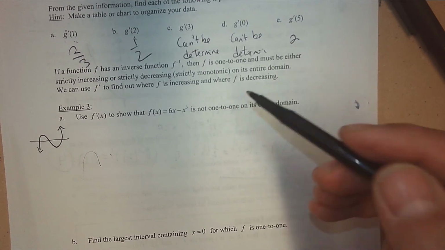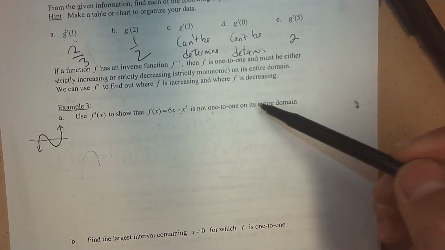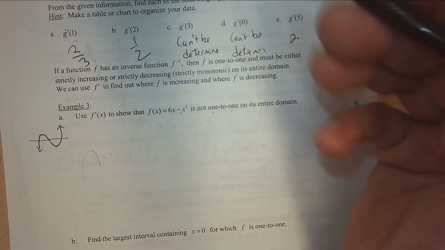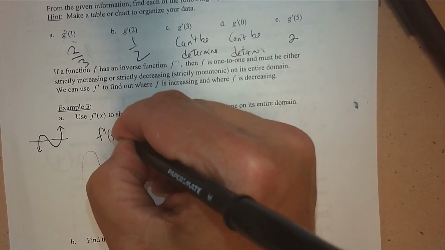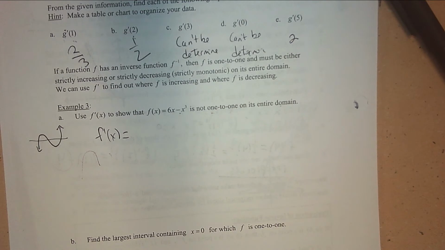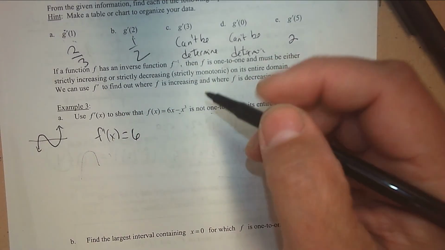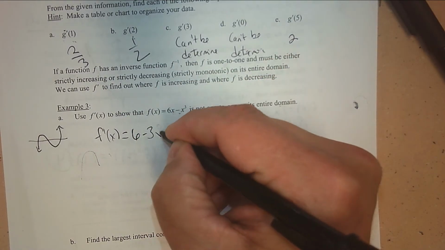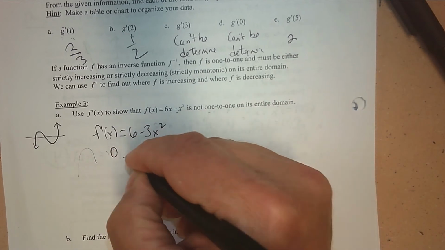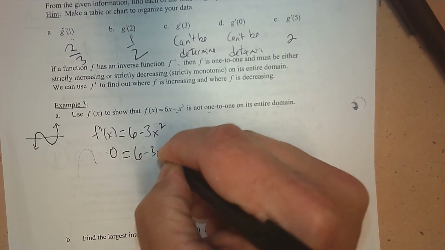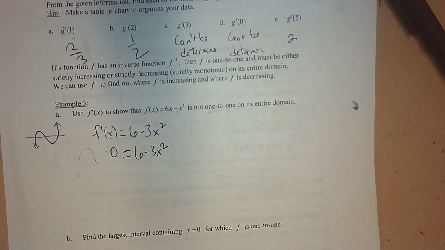All right, so it says show that that is not 1-to-1 on its entire domain. So to do that, first thing I'm going to do is find the derivative of f of x. What's the derivative? 6x is just 6, and negative x cubed would be negative 3x squared. Make it equal to 0. What we're testing is if there's any local max or mins, to see if it actually changes from increasing to decreasing here.